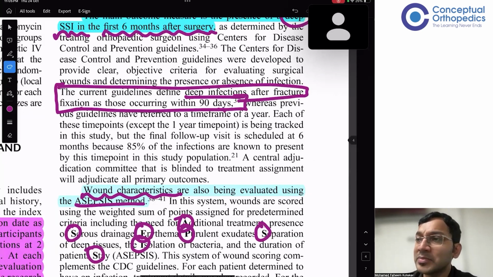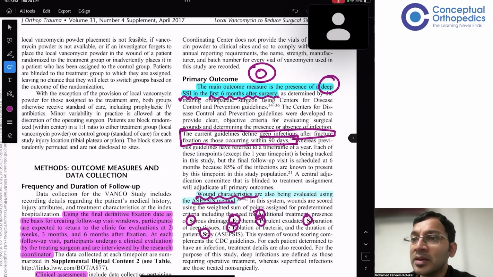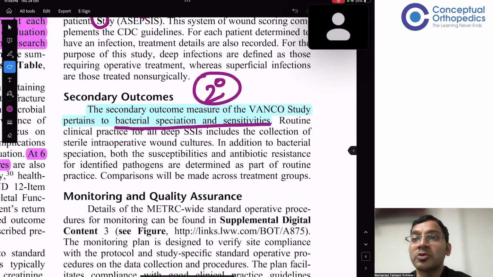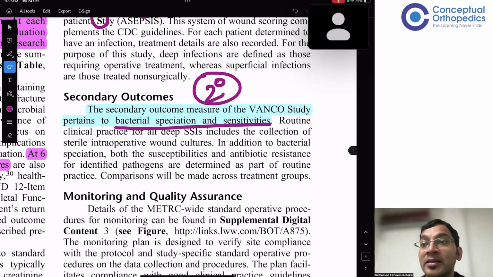Of course, there is some secondary outcome also for this study. So this is not important. Even the secondary outcome pertains to bacterial speciation and sensitivity. So if they underwent an SSI, they want to see which bacteria are growing and whether they are sensitive to vancomycin and other antibiotics. Okay, but always the primary outcome is more important than the secondary outcome. The primary outcome determines your sample size, it determines your entire PICOT. Okay, not your secondary outcomes.